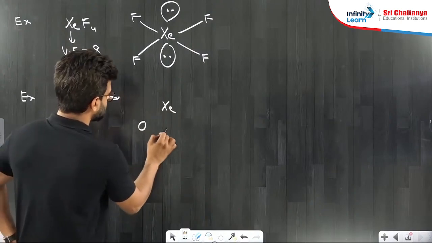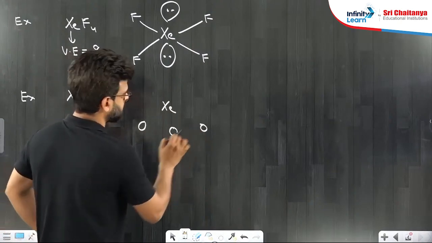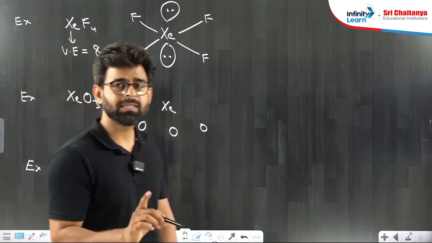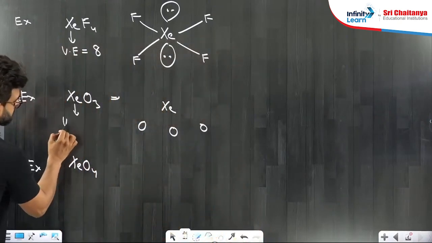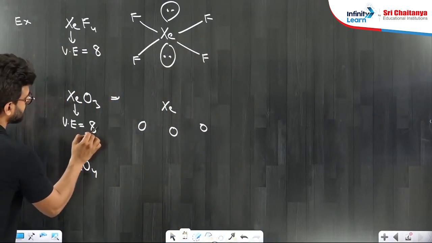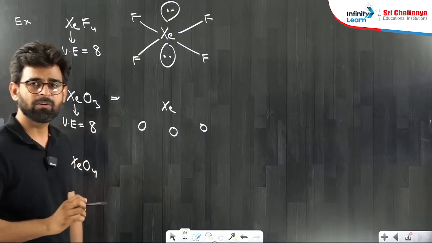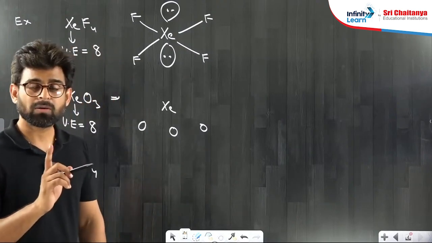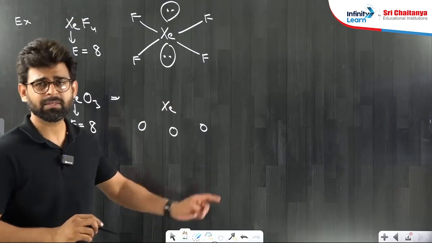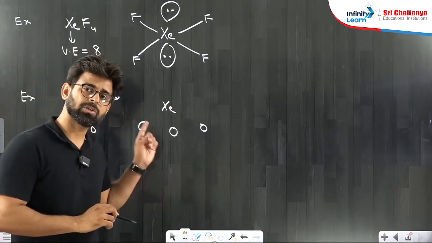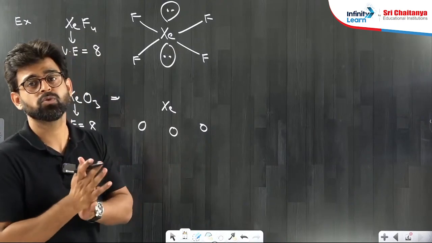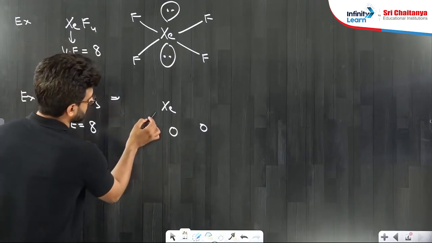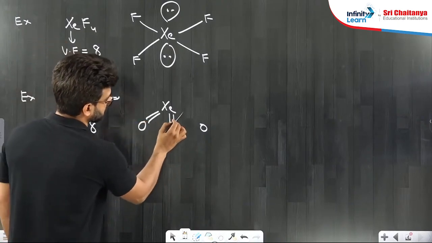Xenon here, oxygen here, oxygen here, oxygen here, right? Tell me, first of all, xenon has how many valence electrons? I'm writing again. Xenon has 8 valence electrons, right? We know that. Now, oxygen wants to make how many bonds? Whenever oxygen is present as a surrounding atom, or normally also, oxygen makes how many bonds? 2 bonds, right? So, I am making 2 bonds here, 2 here, 2 here, 2 here.